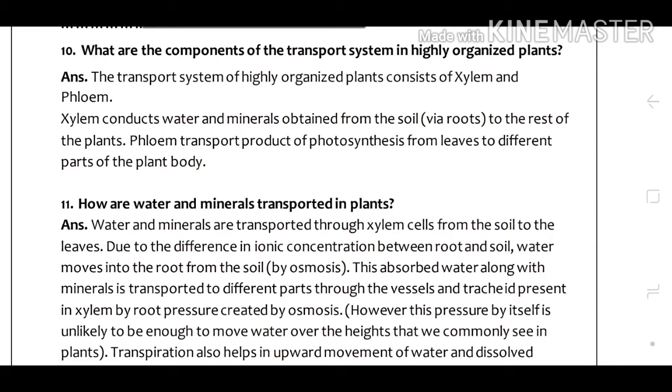Question number 10. What are the components of the transport system in highly organized plants? Answer. The transport system of highly organized plants consists of xylem and phloem. Xylem conducts water and minerals obtained from the soil via roots to the rest of the plant. Phloem transports products of photosynthesis from leaves to different parts of the plant body.